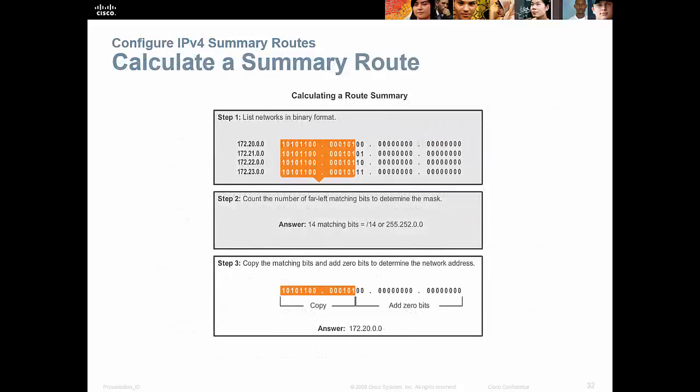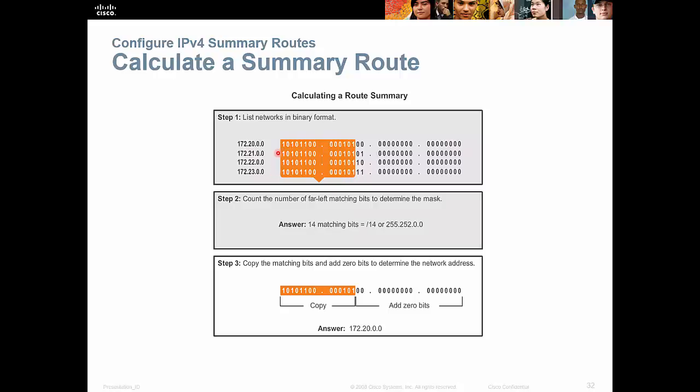To calculate the summary route, it's not that bad. What you have to do first is get the list of networks that you want to summarize and then convert them all to binary. In the slide it's already done for you. So 172 right here is in binary, and then 20 is right here in binary. We're not going to worry about these zeros over here because we don't have to. What you're going to look at is where they are last the same, so where they start to change.